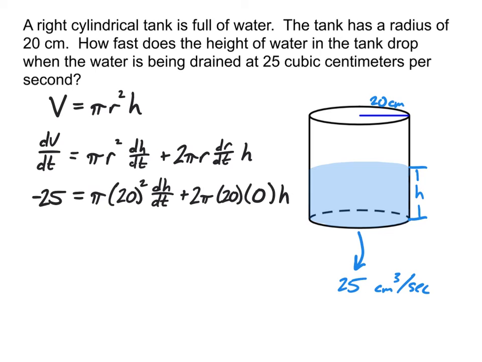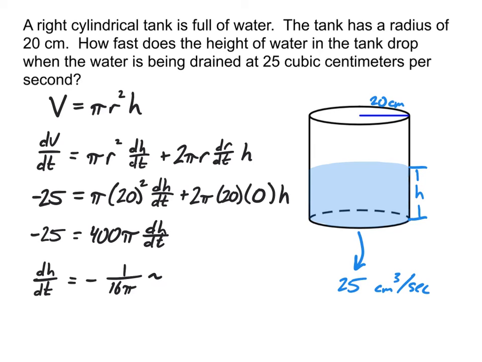All right, so if I simplify this down, the whole equation now just becomes negative 25 equals 400 pi dh over dt. All right, now solve for dh over dt, which I can get exactly as negative 1 over 16 pi, or get a decimal approximation of negative 0.01989, or in other words, about negative 0.02.